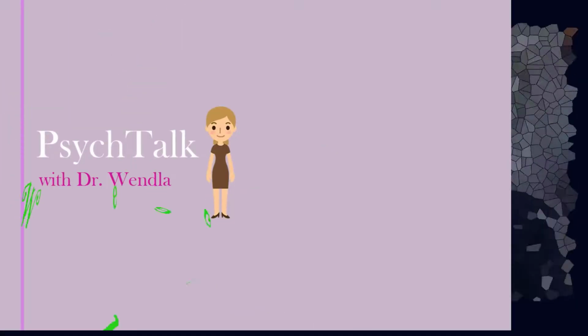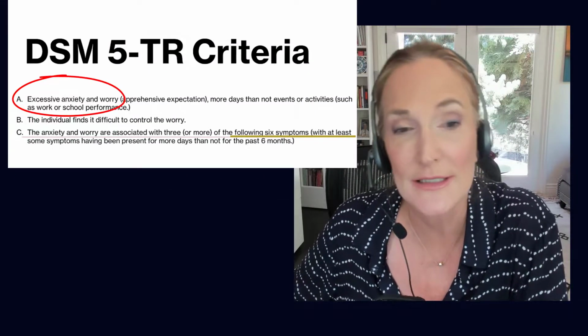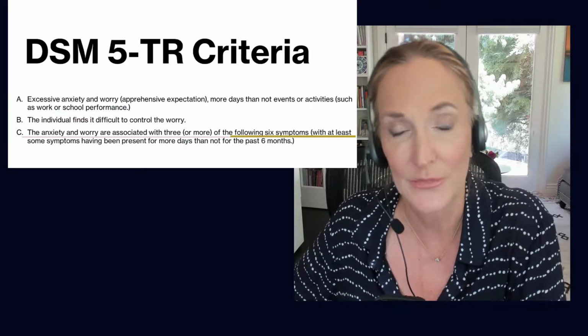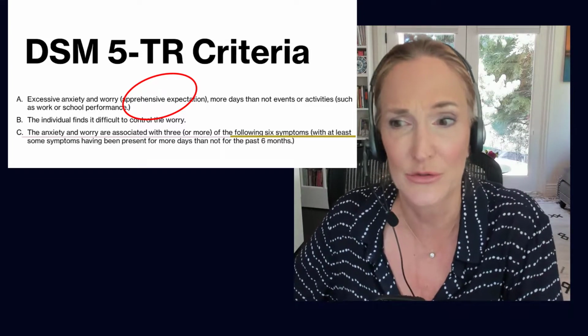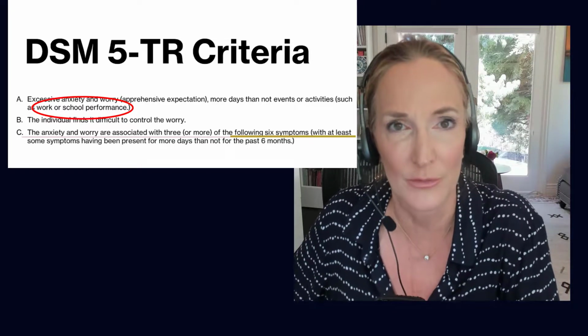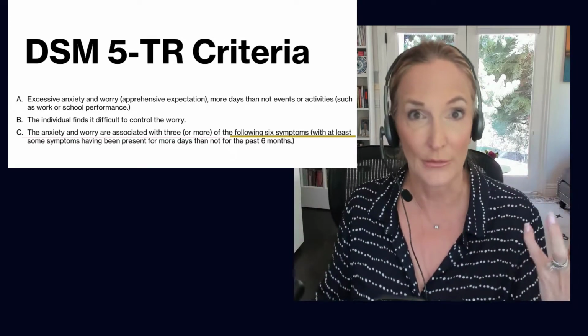Wendla. Here are the first three criteria that must be met in order to get a medical diagnosis of GAD. Excessive anxiety and worry. Worry is defined as apprehensive expectation, more days than not. And it's worry related to typical activities like work, home, social, school performance, not out of the ordinary activities that would create tremendous anxiety in anyone.